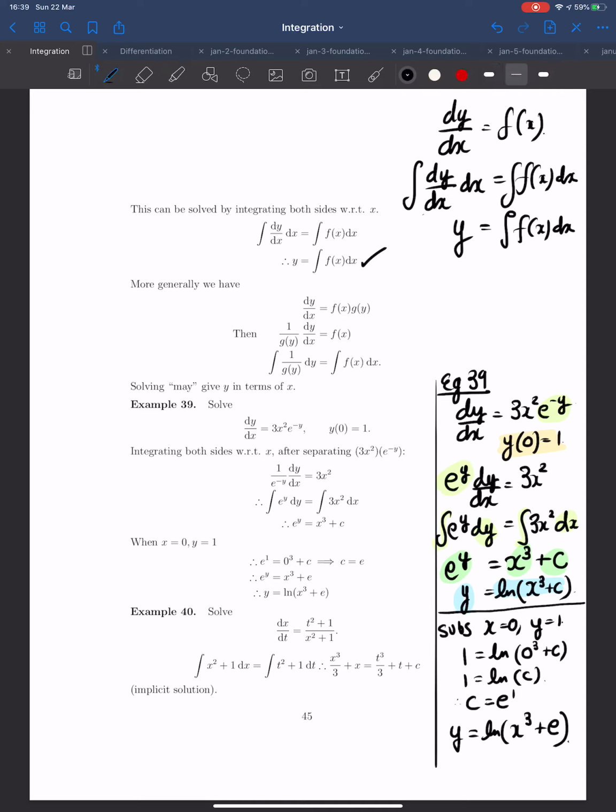And so that's one bit done. That's the question. This is what I wanted to do, put some lines in. Then we substitute x is 0 and y is 1, and this is to find the c. So on the left hand side we've got 1, on the right hand side we've got ln of 0 cubed plus c, because x is 0. So 1 is ln c. Because we've got a ln there and we want c, we raise the other side as the power of e, and c is e to the power 1. Then rewrite the original back with that, so y is ln of x cubed plus e.